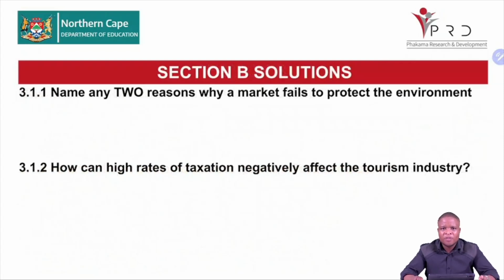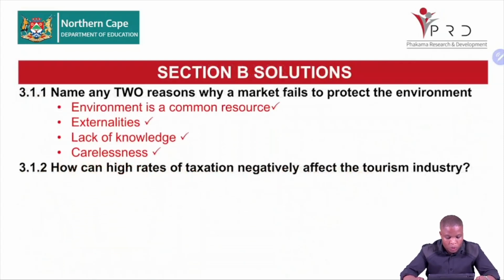Producers just want to make profit. We just want to buy whatever the producer is selling for our own benefit. Sometimes it's because we lack the knowledge. You don't know that by throwing a certain product away, it will damage the environment. Sometimes we know, but then we are just careless about it. Right, so environment is a common resource, number 1. Number 2, externalities. We do not care about externalities. We lack the knowledge. We are careless.